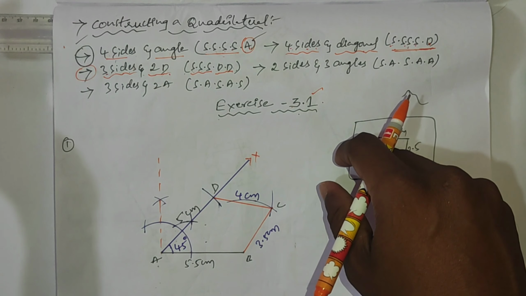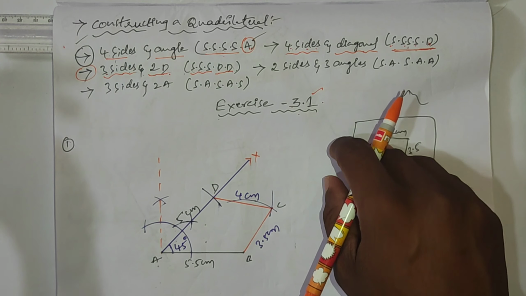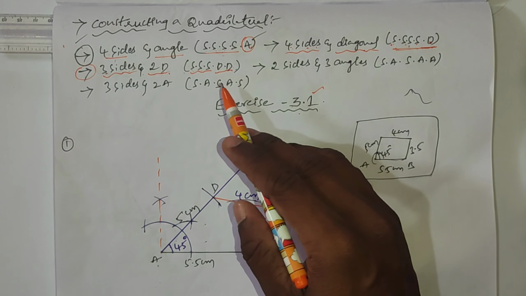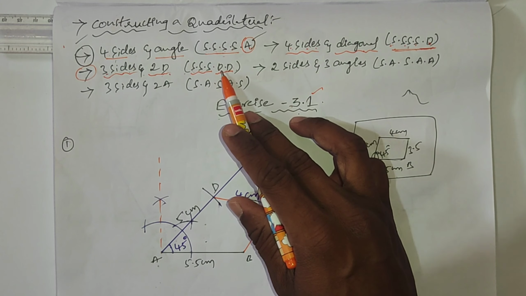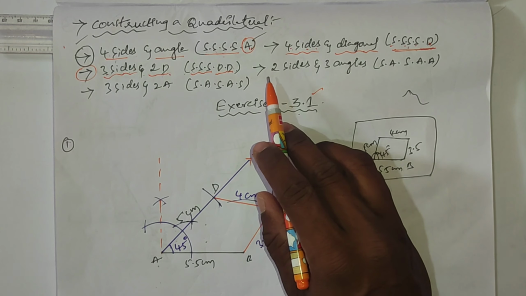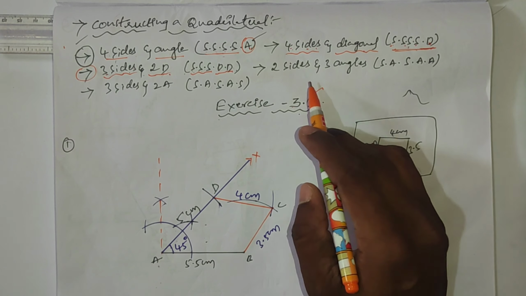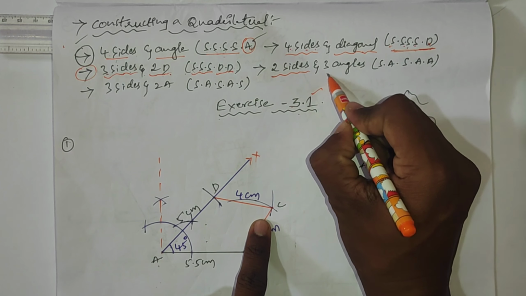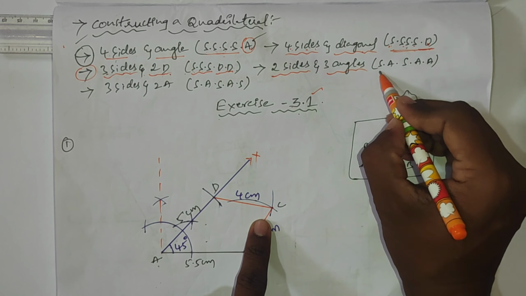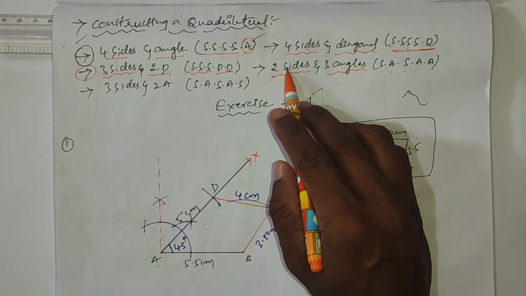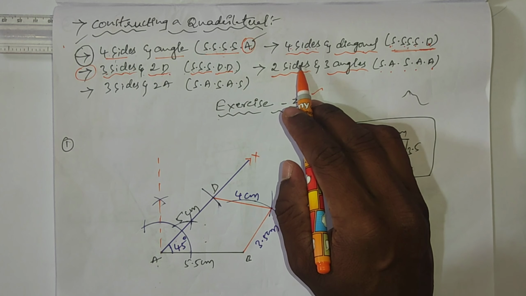We are discussing the topic construction of quadrilaterals, right? In that we covered three topics, 3.1, 3.2 and 3.3 with different rules. Today we are going to discuss exercise 3.4, which is about when given two sides and three angles, nothing but side, angle, angle. When given this rule, how to construct a quadrilateral, we'll discuss today.